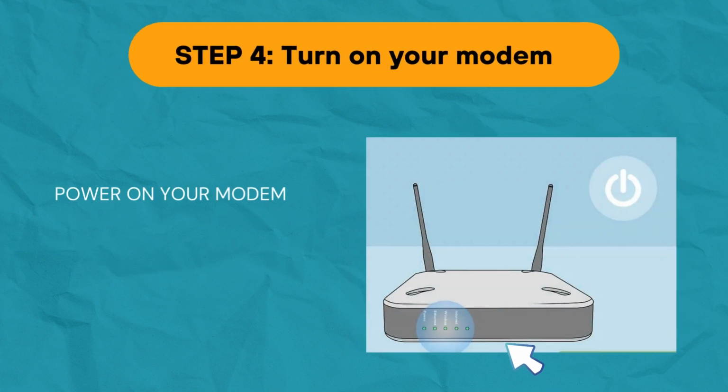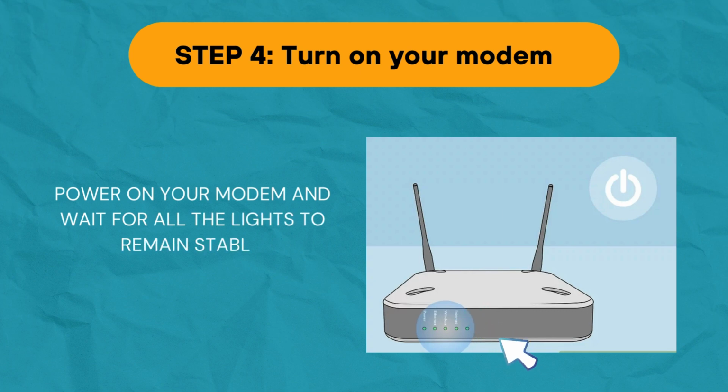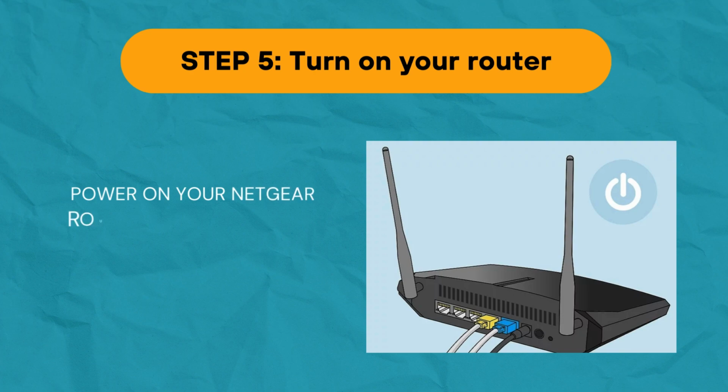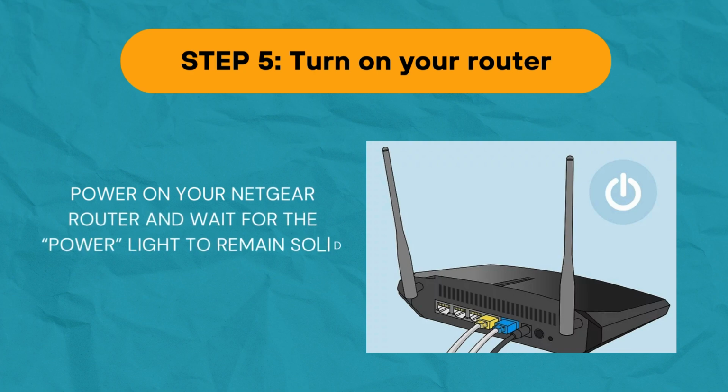Step 4. Turn on your modem. Power on your modem and wait for all the lights to remain stable. Step 5. Turn on your router. Power on your Netgear router and wait for the power light to remain solid green.